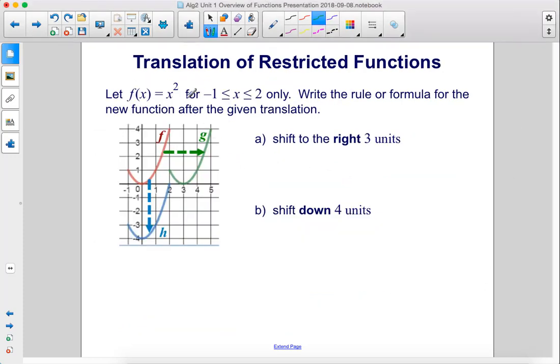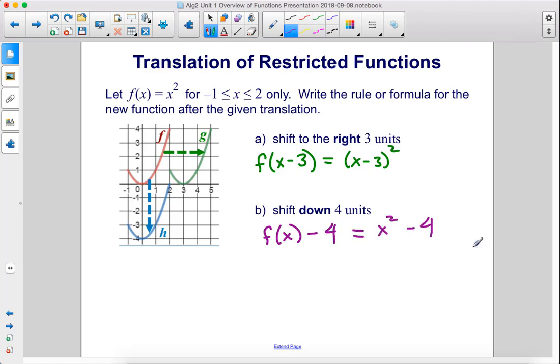Let f of x equal x squared for x that is greater than or equal to -1 and less than or equal to 2. Write the rule or formula for the new function after the given translation. All right, so for g, we're shifting it to the right 3 units. So we'll take f of x minus 3. So that's going to equal x minus 3 squared. This is our new rule. Now, for h, we're going down 4 units. So that's going to be f of x minus 4, which is going to equal x squared minus 4.